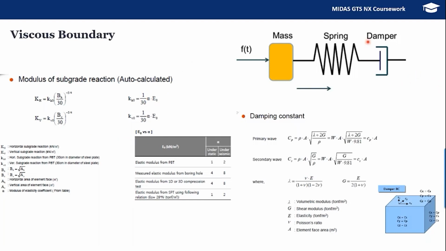And then the dashpot can be calculated using these formulas, and this will help you in modeling the viscous boundary easily. With just 2 to 3 clicks, you are able to model the viscous boundaries.